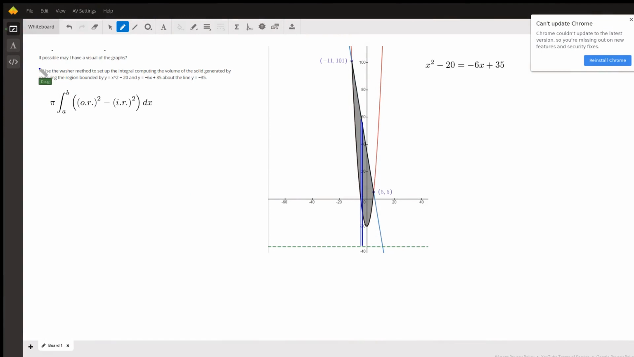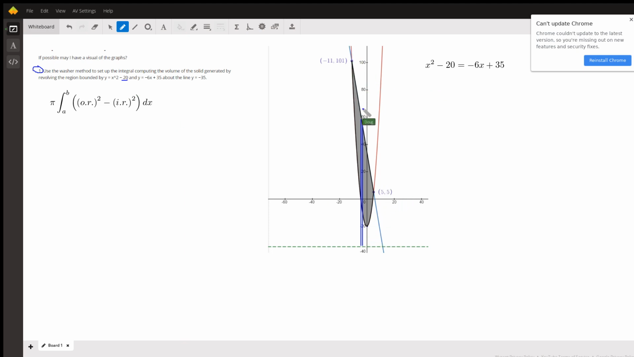This video is only going to answer question 1 of the 2-part question that was posed. Here's a graph of y equals x squared minus 20. This parabola is y equals x squared, vertical shift down 20. So this vertex is at (0, negative 20).